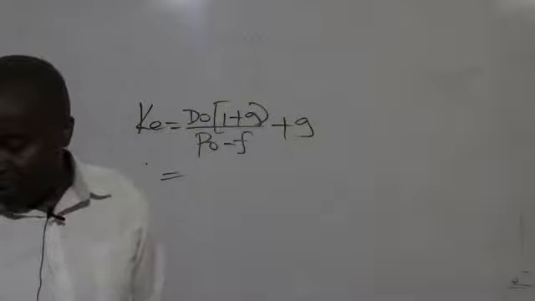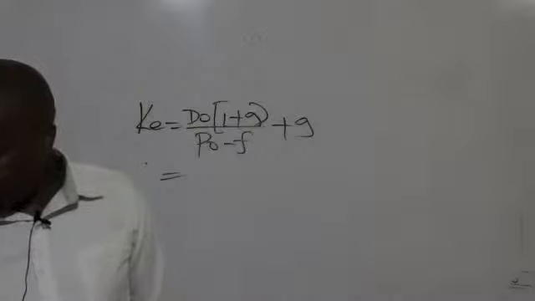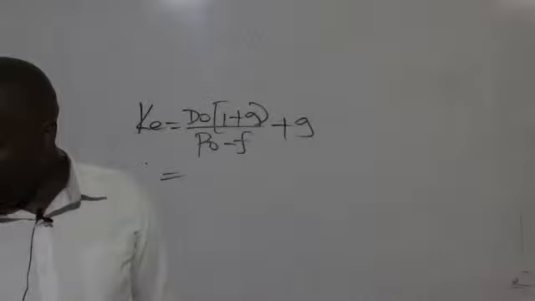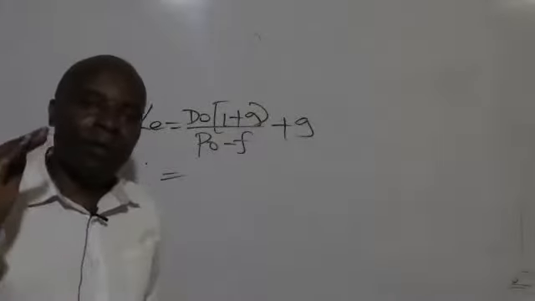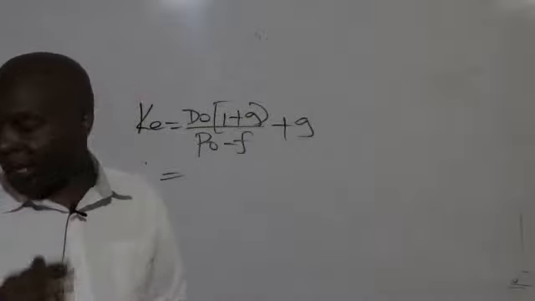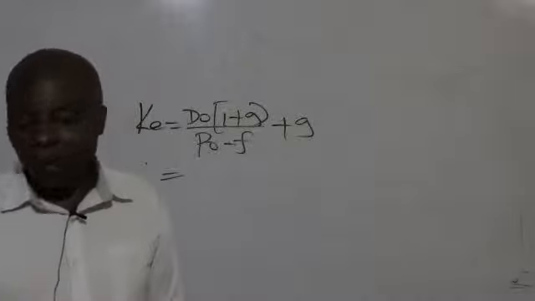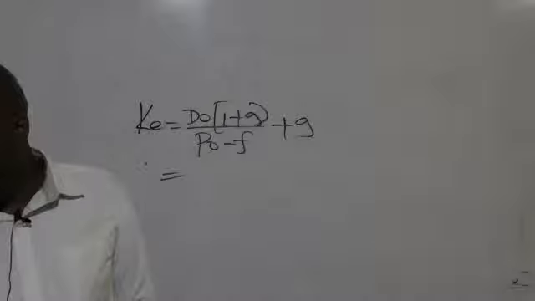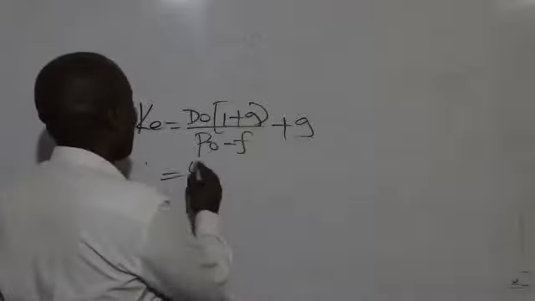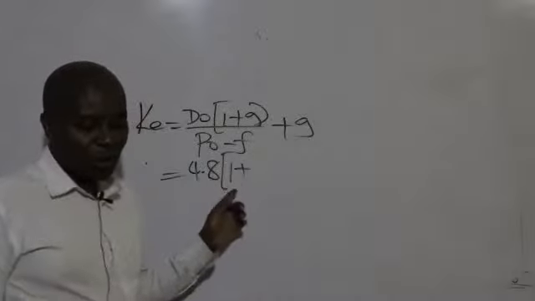Is there somebody who is able to see D0 anywhere? Yes, I am able to see D0. D0 is the most current dividend. They have given me four of them. And the most current dividend, ladies and gentlemen, is the one given in note 4. The most current dividend of 2018 is 4.8. So 4.8 into 1 plus, is there somebody who is able to see the growth rate of dividends?